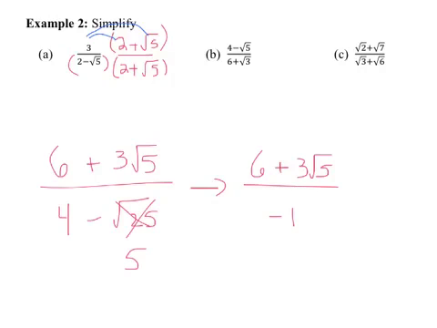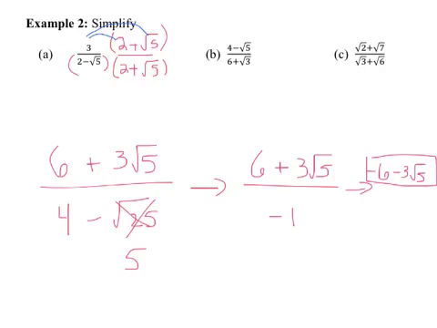So how do I write this? Let's write it not as a fraction. Divide both things by negative 1. So negative 6 minus 3 root 5.